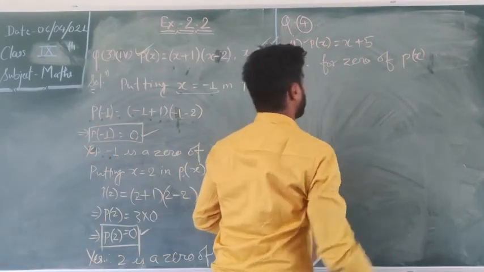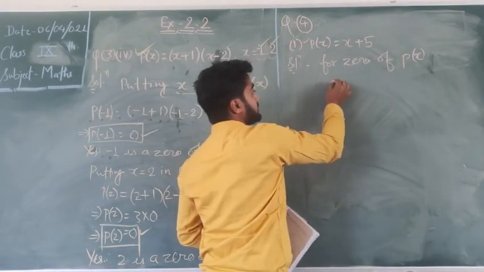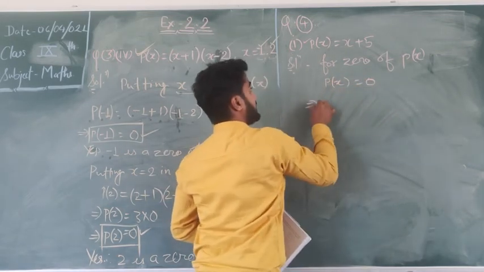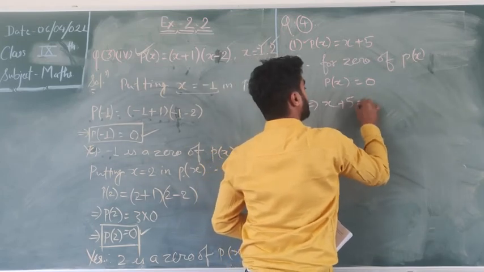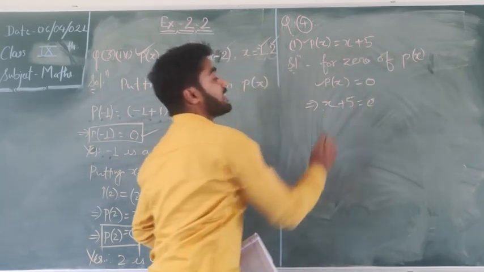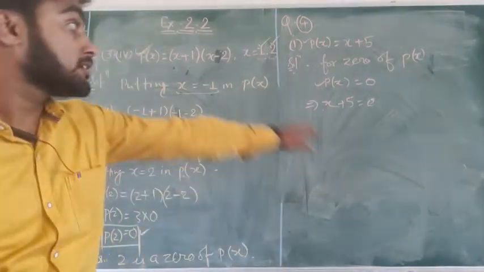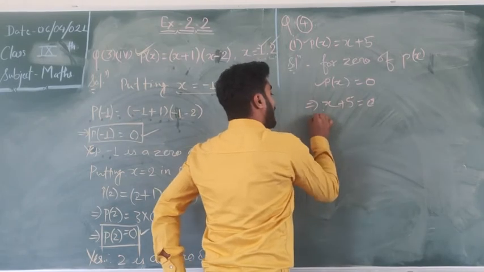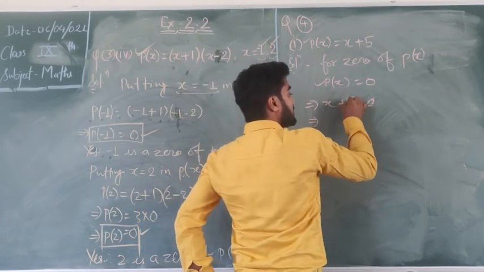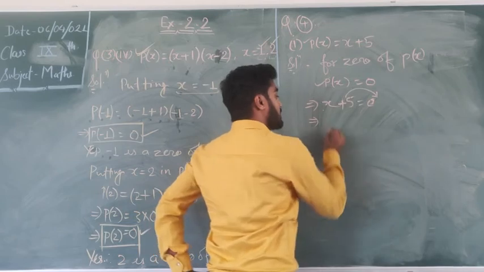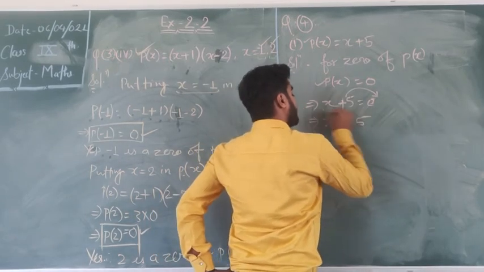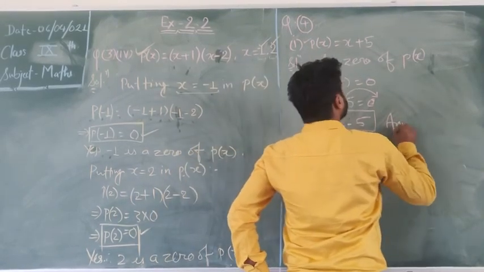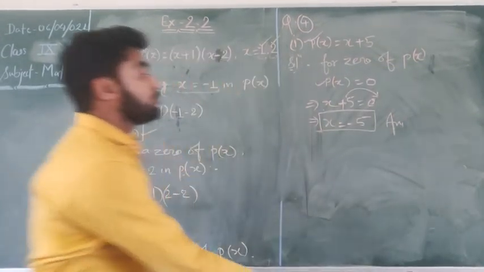for the 0 of p(x), p(x) is equal to 0, which implies x plus 5 equal to 0, because the value of p(x) is x plus 5 in the question. So I have written x plus 5 equal to 0. So find the value of x from there. There is the plus 5. If we transpose it, then we will get x equal to minus 5. So the value of x is minus 5. That means the 0 of the given polynomial is x equal to minus 5.